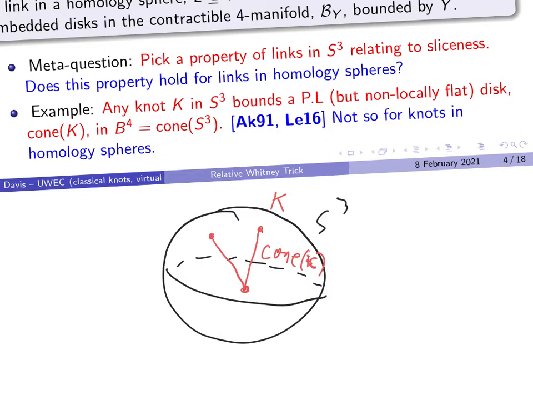There it is. And if you look close to this cone point, you'll see a point where that disk is not flat. So this isn't a smooth or locally flat disk, but nonetheless, any knot does bound an embedded disk.